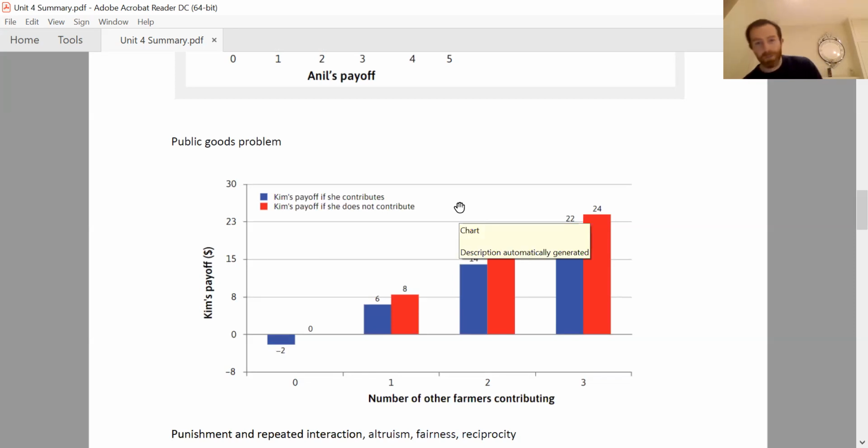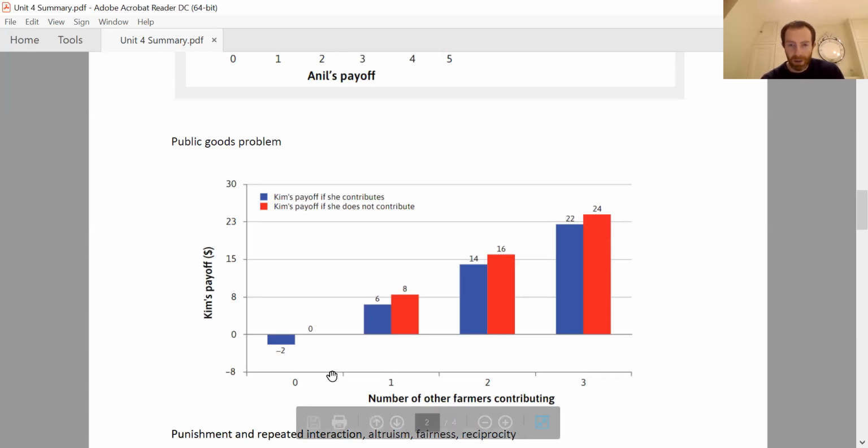So what we see here is we are imagining that we are this person, Kim, and Kim has this setup where there are various other farmers. These farmers are deciding whether they should contribute to, say, an irrigation project. What this diagram is showing us is that the blue shows Kim's payoff if she contributed. The red shows the payoff if she didn't contribute.